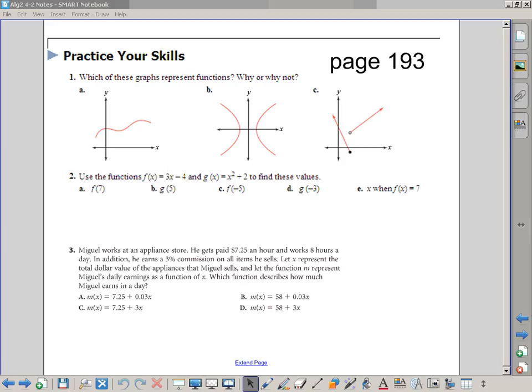Hi guys, I'm going to go over some of the homework from 193 today, just so you have some of the answers, not all of them, mainly the even ones. The odd ones, remember, you can check in the back of your book.